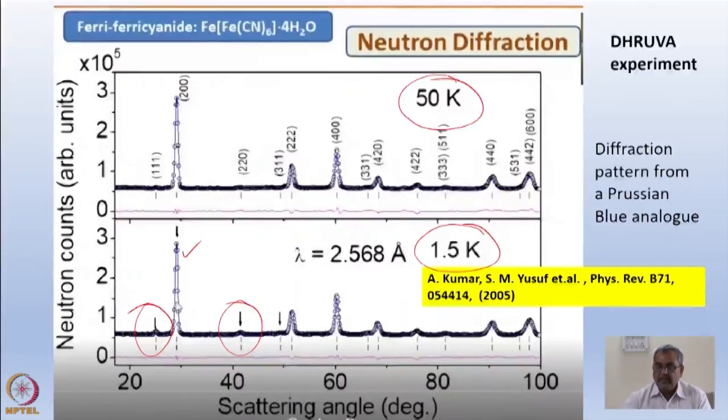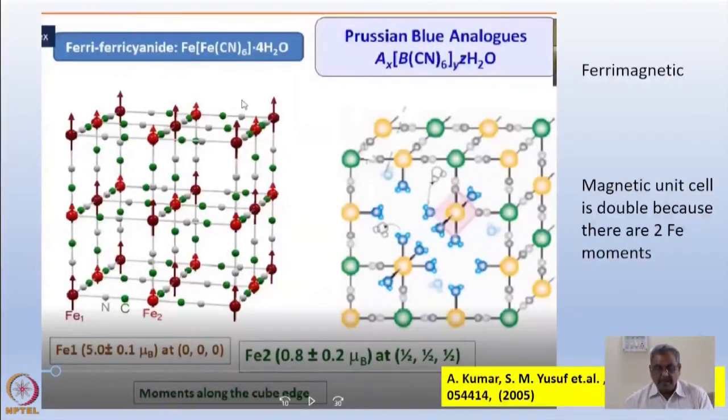I have given the reference, and you see the microscopic structure that you obtain. Here, in this structure, the magnetic unit cell is double the normal unit cell, because in this compound there are two ions, Fe1 and Fe2, and their magnetic moments are absolutely different. One has 5 Bohr magnetons, at 0, 0, 0, but the other one at the half position has a magnetic moment of 0.8 plus or minus 0.02 Bohr magneton. It's very much lower, but they are aligned ferromagnetically, or rather I should say they are aligned parallel to each other, but the magnetic moments are different from one site to another, and that's why the magnetic unit cell is doubled.